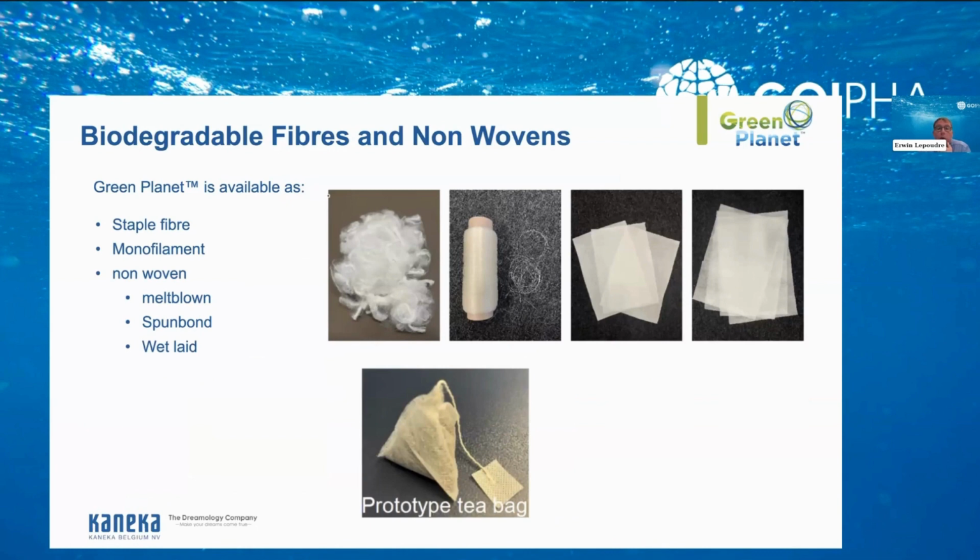Of course, as said before, we also have our fiber division. So we established Green Planet fibers, staple fibers, monofilaments, non-wovens, etc., which is of course very big and interesting for hygienic articles, but also for tea bags, etc.